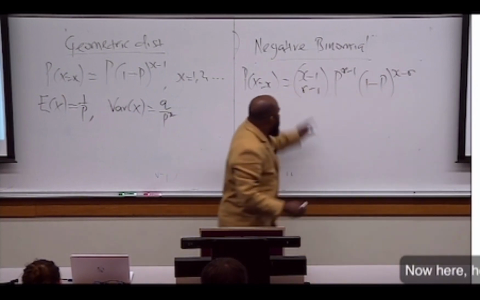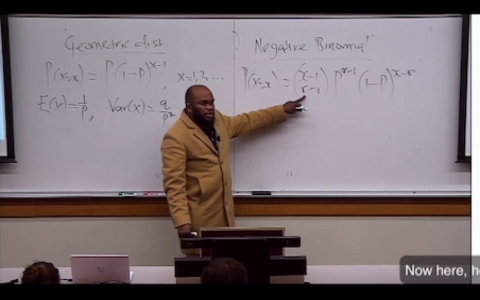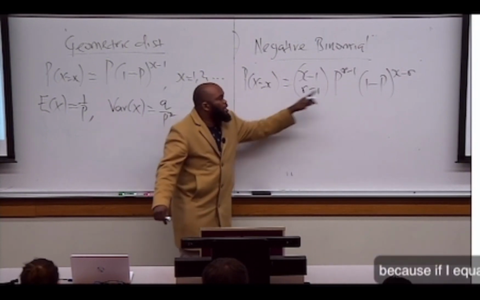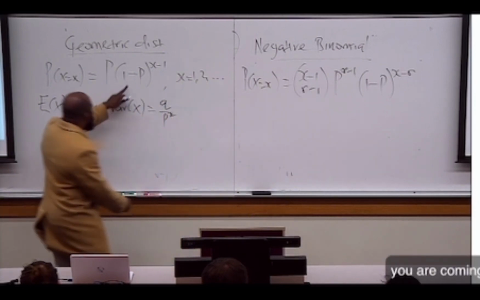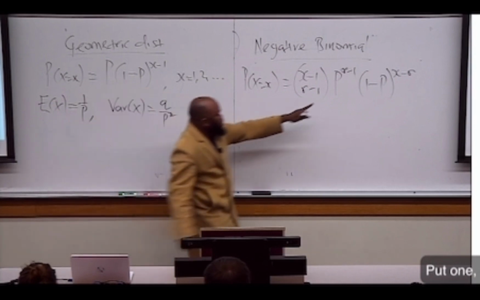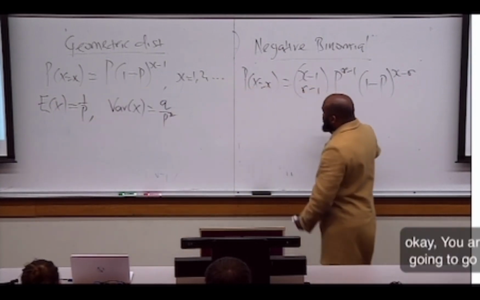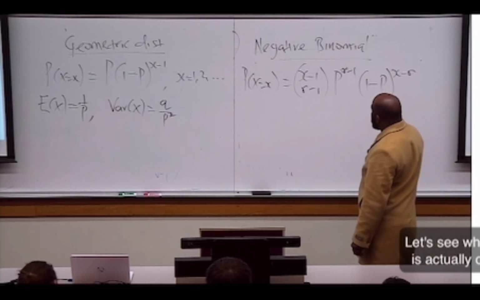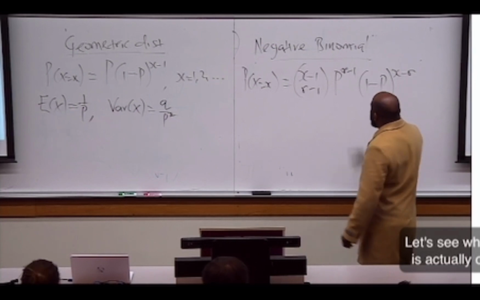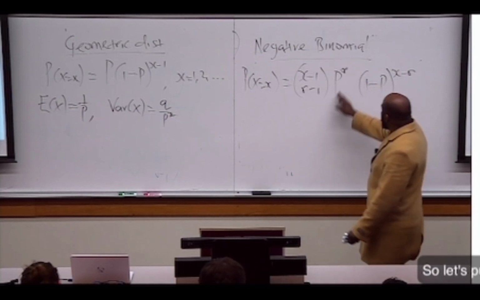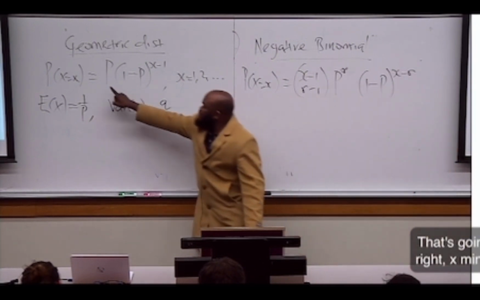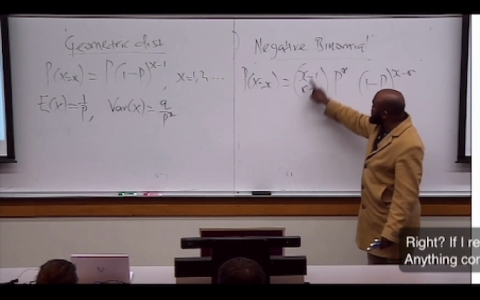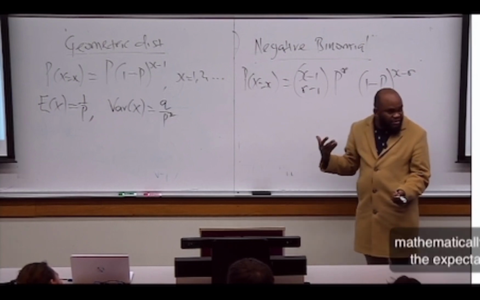Now here, the successes we're talking about are not for the first time, because if r equals 1, you are coming back here. Put r to be 1. Let's see whether that works. Oh, sorry, it's going to be p raised to the power r. So let's put r to be 1. That's going to be p, right? Then (1 minus p) raised to x minus 1, right? If r equals 1, anything combination 0 is 1. Does that make sense, mathematically speaking?